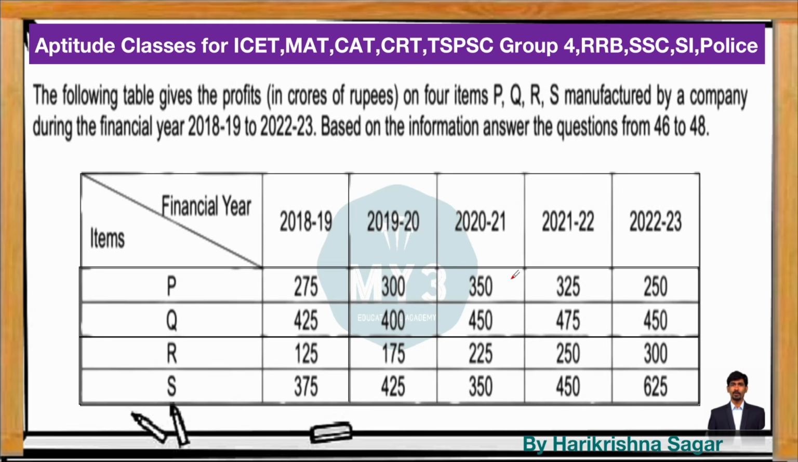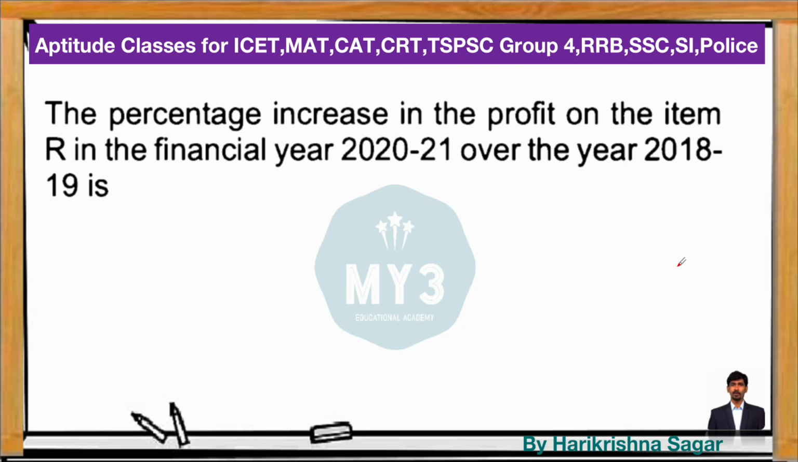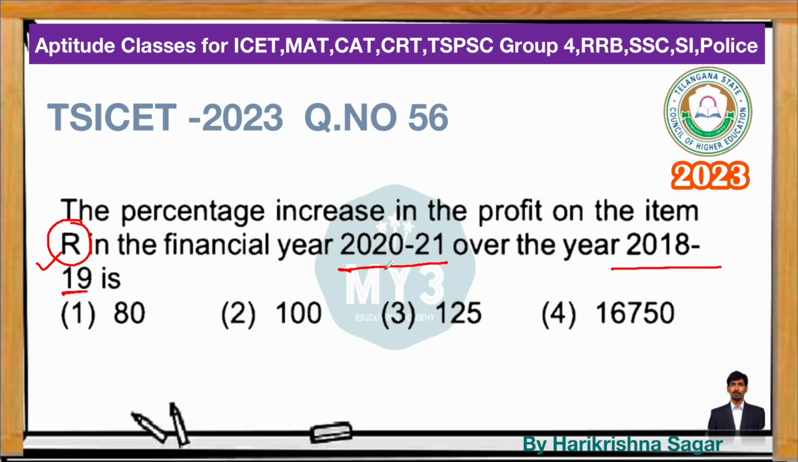If you observe the question here, question number 56, they are asking the percentage increase in the profit of the item R in the financial year 2020-21 over the year 18-19. First of all, you have to understand what is the profit of company R in the financial year 2021 and in 18-19. Let's go back to the data once. If you observe the data, company R is here. What is the profit of company R in 2021?